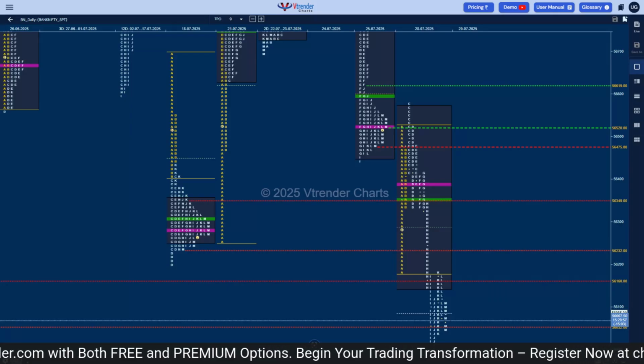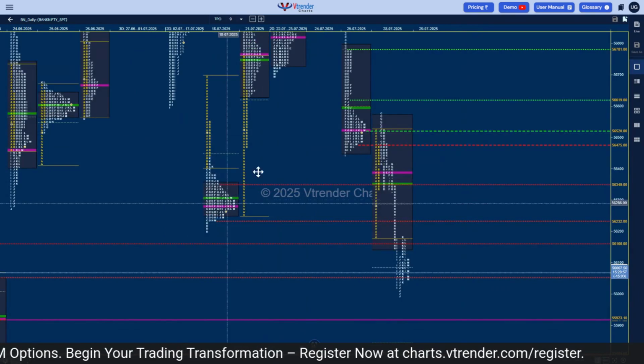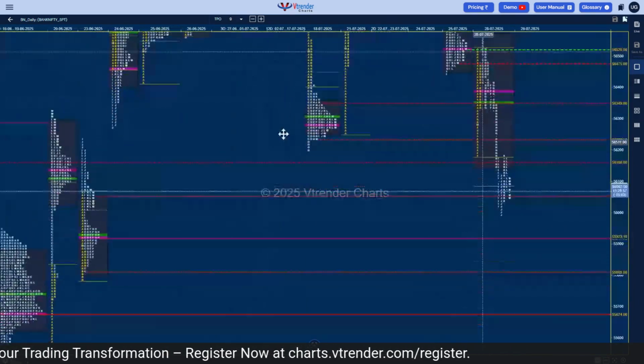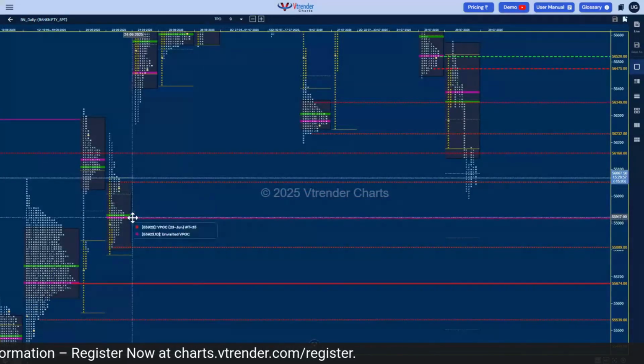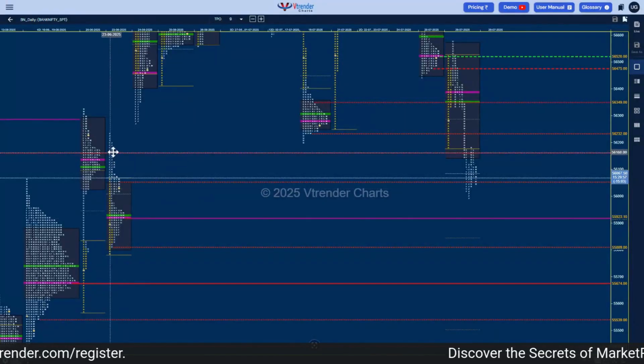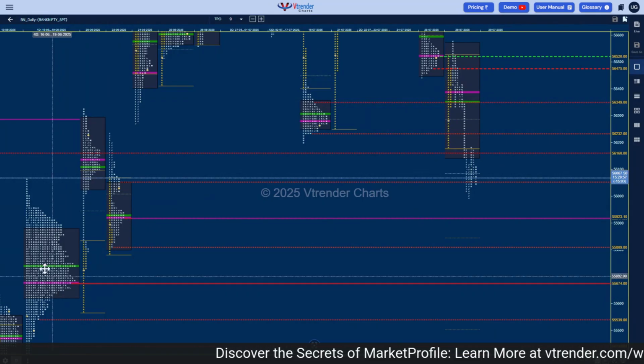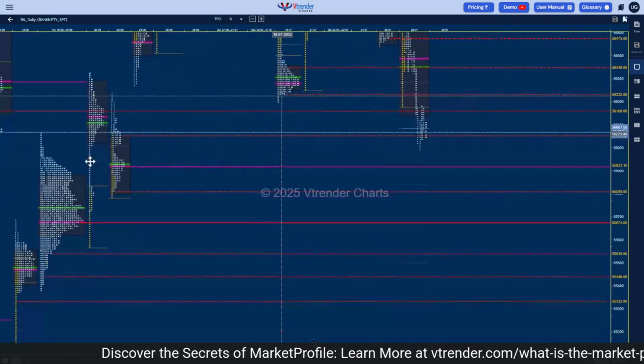So let's now move on to the futures chart. And before that, I'll just quickly minimize this. So Bank Nifty was stronger of the two. So immediate reference in Bank Nifty is this 55923, which is the VPOC from 23rd of June. And then we have this 55682, which is the weekly VPOC, which we already have seen on the weekly charts.